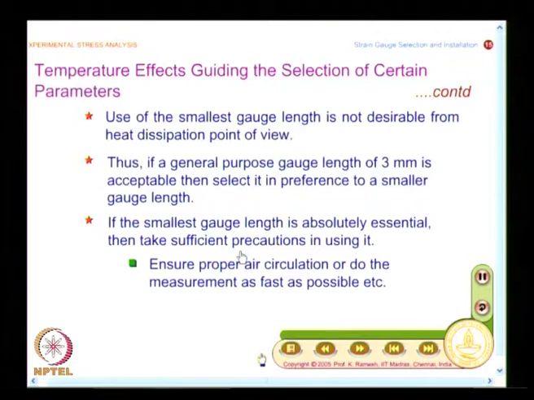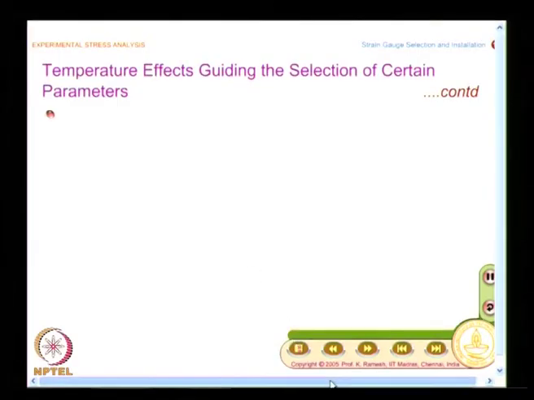So, the idea is do not jump and demand that you will use the smallest gauge length for strain measurement. And I also said, from the point of view of optimizing your number of channels, do not demand that you will use a rosette at every point in the domain. Depending on the knowledge of the stress field, use a single element strain gauge, 2 element strain gauge or a 3 element strain gauge judiciously. So, these are the ways that you minimize the entire cost of your strain gauge instrumentation.